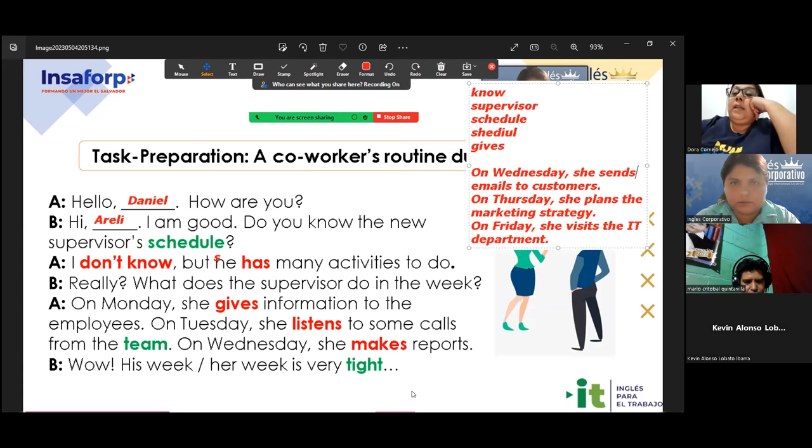On Wednesday, she makes a report. On Thursday, she plans to the no sé qué. And Friday, visit the IT department. Whoa, it's weird. Her week is very tight. Ya nos están pidiendo.